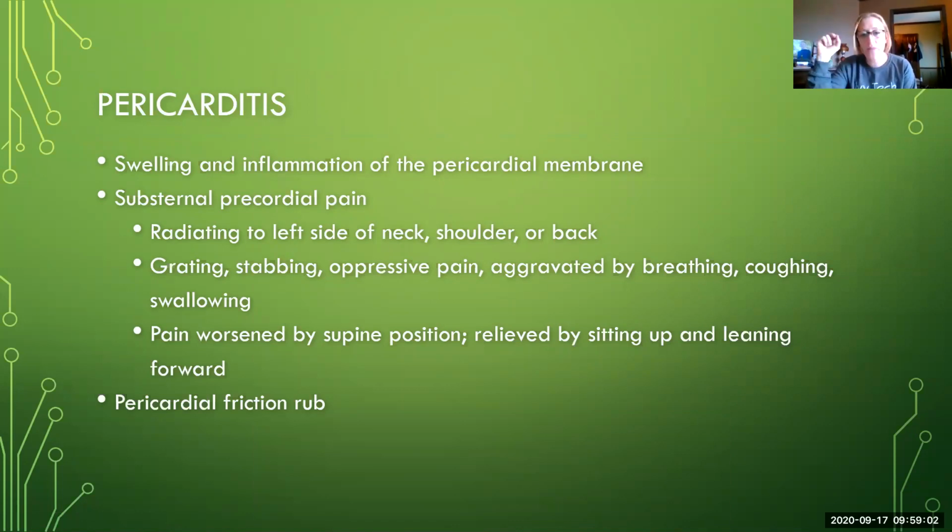So having some of those symptoms, like the breathing, coughing, swallowing, might signal that it could be a PE, but that will tell us more. If it's aggravated by things, then you know it's not a true chest pain like an MI type of chest pain. The pain can be worsened by supine position, and it's more relieved by sitting up and leaning forward. It helps get the pressure off that pericardial region.